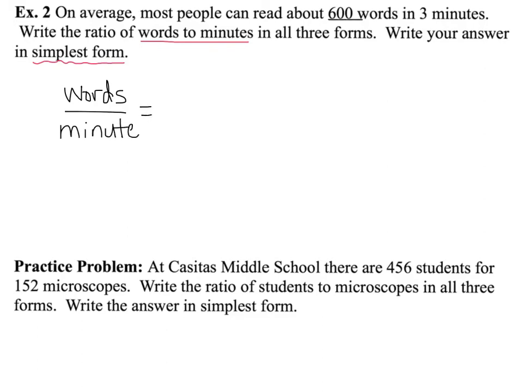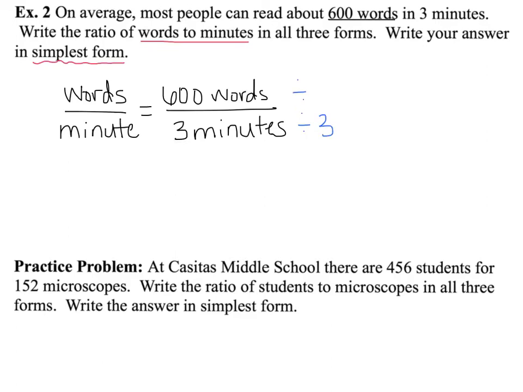And we know that they read about 600 words in 3 minutes. If you look at the numbers, 600 over 3, that's a fraction. So we need to simplify that. Remember, we need to find a common factor. So I know that 3 goes into both my numerator and my denominator. That means that simplified, I know that I'm going to read 200 words in 1 minute.